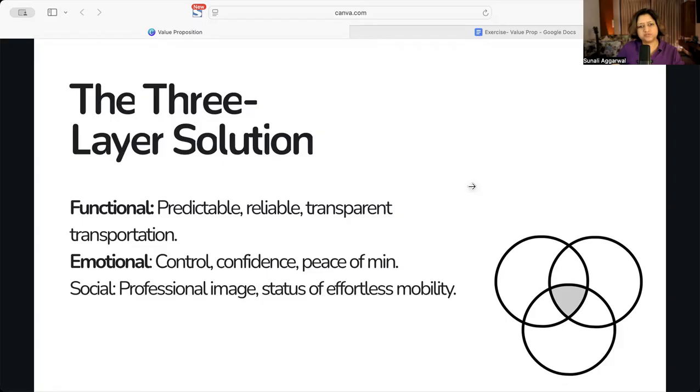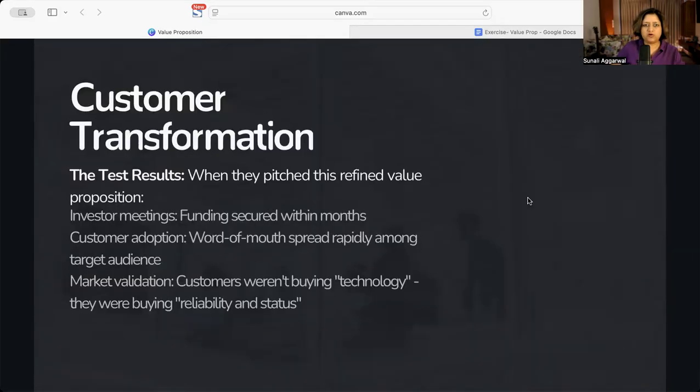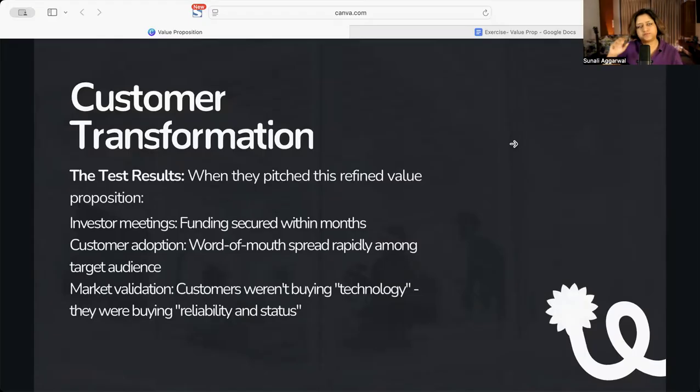What was this mindset? It looked professional, and it was the status of effortless mobility. So you can see how brands or startups have started considering the emotional value more than the logical value, right? So we spoke about logical versus emotional, even in the customer insights and even in the problem solving module. So focus on the emotional transformation of a customer and not just the logical transformation.